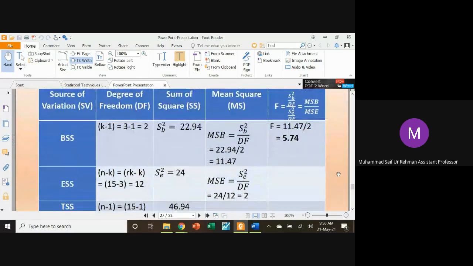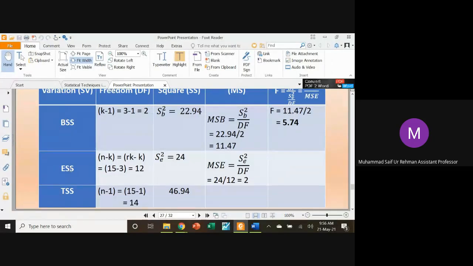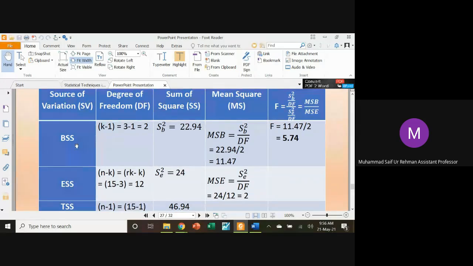And in this case, if you see the ANOVA table, source of variation: BSS, ESS, TSS, or you can write down here treatments, here you can write down error, here you can write down total. And that is the better way of writing the source of variation. Instead of writing BSS, ESS, you can write down here treatments, and here you can write down error.